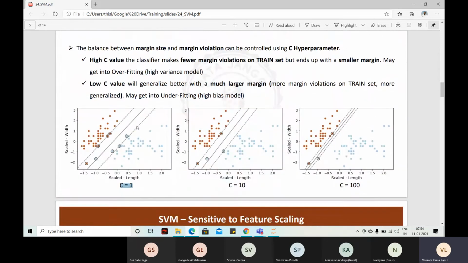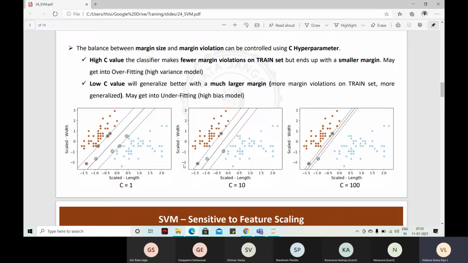With C equal to 1, the margin is high, and there is a violation on the train set also. This is a picture of the train set. One data point fell on the wrong side, so prediction is going to be a little weaker. But on the test set it will work well because the margin is high. The angle also changed a little bit. If you look carefully, this one is steep and this one is a little slanted. When you increase C, it becomes steeper here because the data is like that. Depending on the data, the line will change.